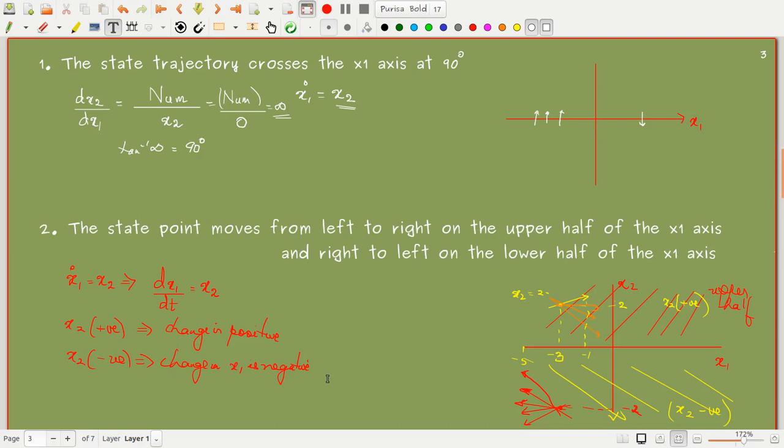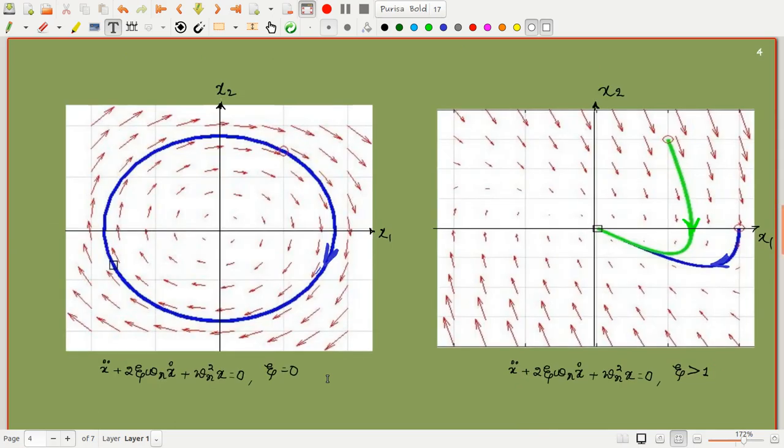So I will conclude by showing one or two phase portraits. This is the phase portrait that we had seen in MATLAB, for this kind of system with zeta equal to 0. So we can see that there is oscillation. Throughout we can see the red lines. What do these red lines show? These red lines show the slopes at every point in the x1, x2 plane. If you look at the slopes itself, we can see that the trajectory is going round and round, right?